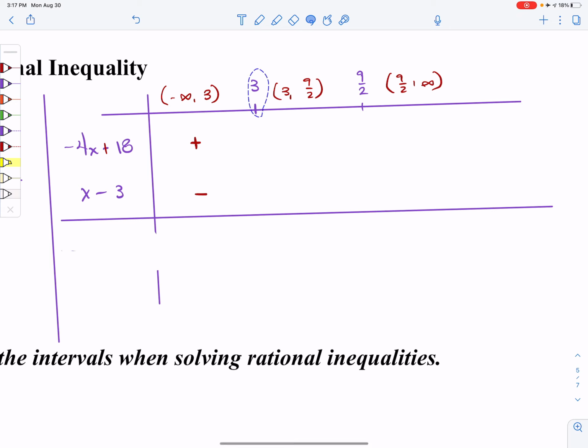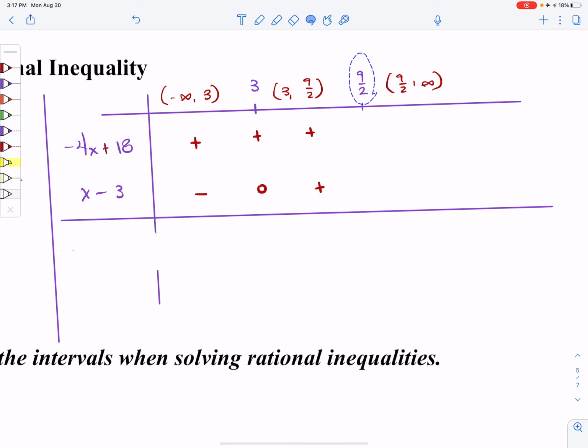Next, let's plug in a 3. So negative 4 times 3 is a negative 12. Negative 12 plus 18 is positive. 3 minus 3 is 0. Now, in this interval, this is from 3 to 4.5, I would just choose the number 4. So a negative 4 times 4 is negative 16, plus 18 is positive. 4 minus 3 is positive.